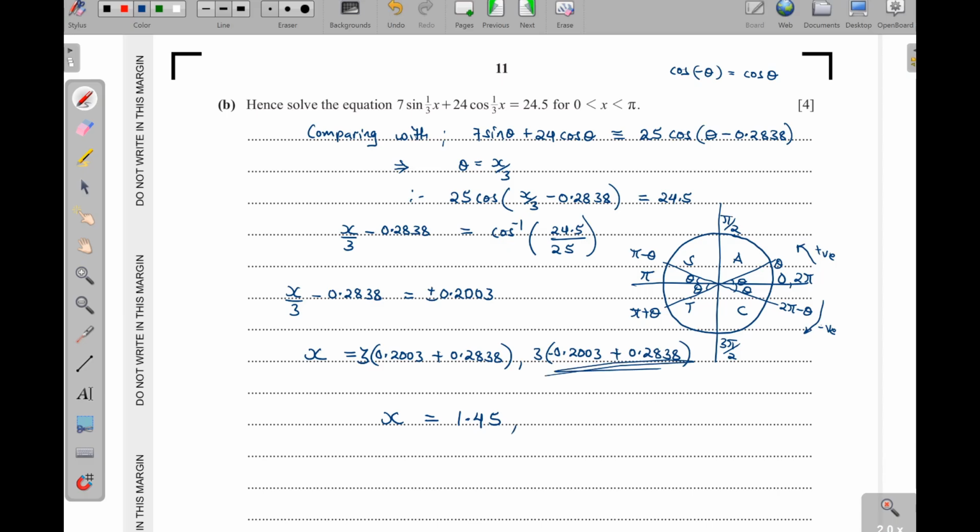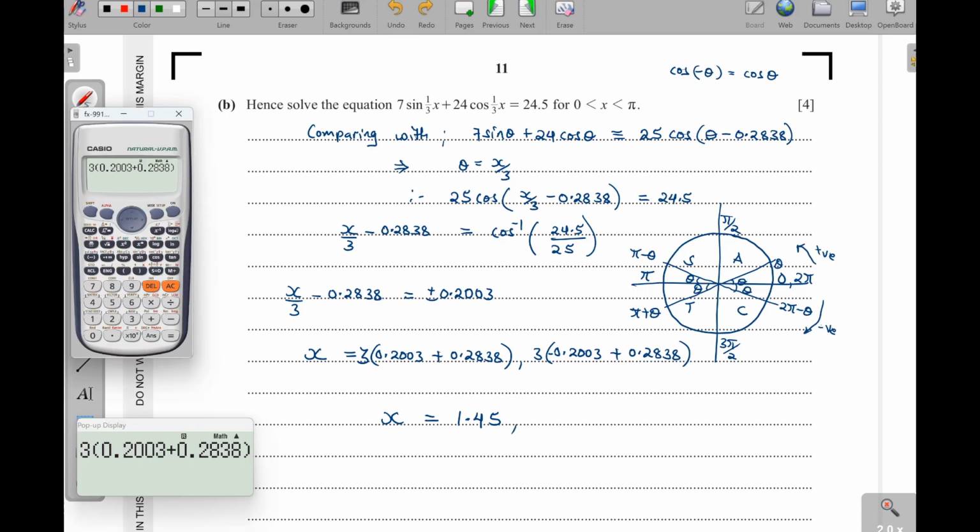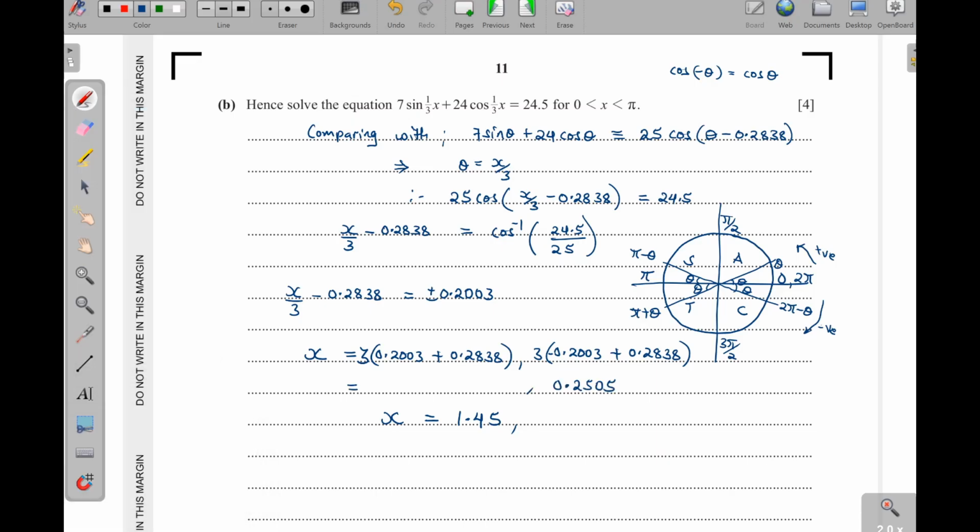Okay, then how about this one here? I'll just come to this one and then I make it a negative. Then we get 0.2505. And then this one gave us 1.4523. So to 3 significant figures, I can smartly write my answers from the smallest, 0.251, and then 1.45. 3 significant what? Figures.